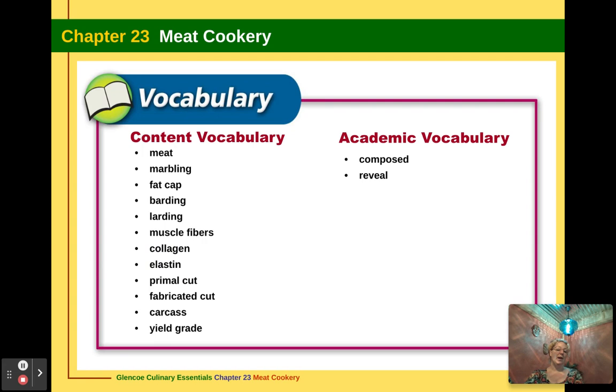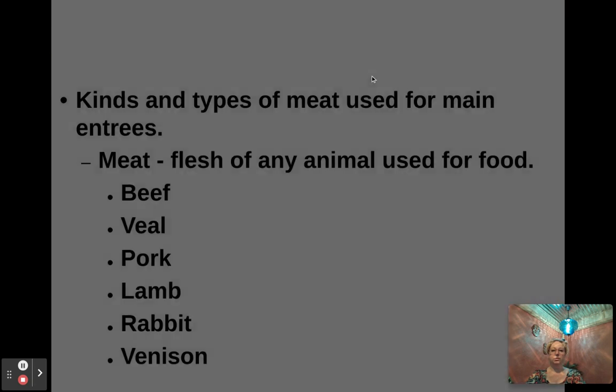Here are the vocabulary terms which we're going to be talking about and working with in this particular unit. This presentation is found linked in your instructional materials.